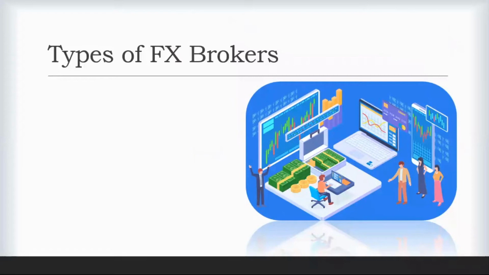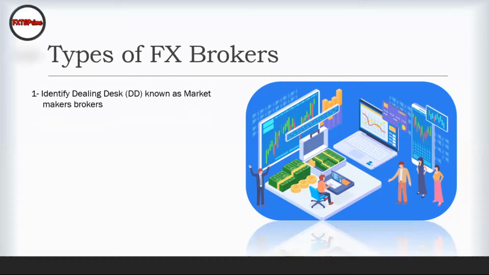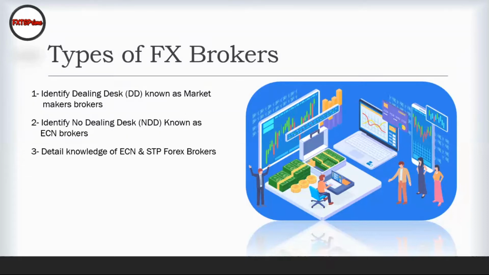Today we're going to talk about the types of Forex broker. This is actually the first English version. We're going to go through the types of FX brokers. First we're going to identify the dealing desk, and we're going to identify the no dealing desk, which is the brokers known as ECN brokers or STP brokers, straight through processing. We will also learn detailed knowledge mainly about the ECN, but we will see the differentiation between the ECN and the straight through processing, STP.